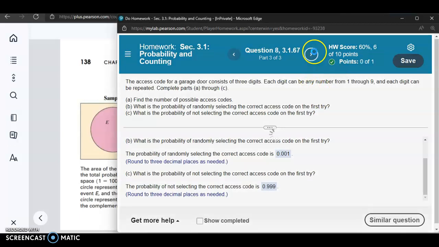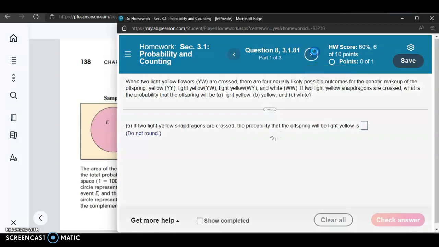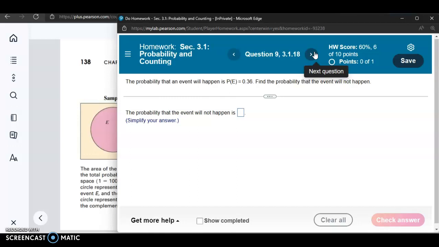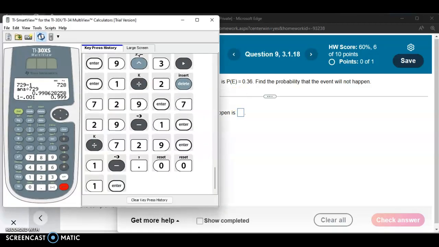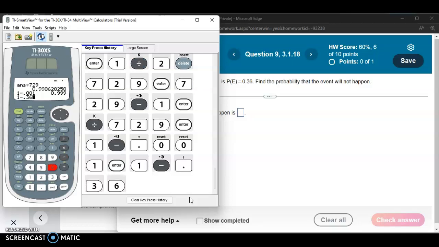Okay, so let's go to question 8. I'll skip over that because it's longer than I have time for. So question 9 says the probability of an event is 0.36. Find the probability that the event will not happen. This problem is an application of the complement rule that I just mentioned. So it's 1 minus 0.36, which is equal to 0.64.